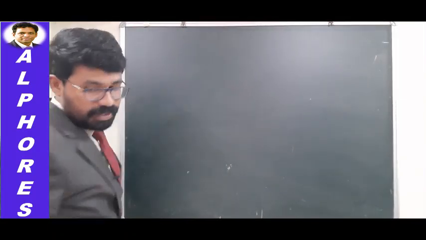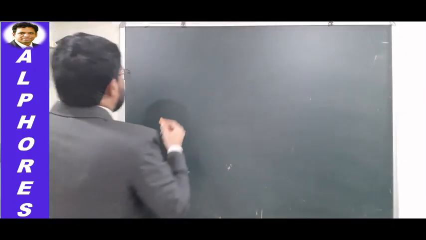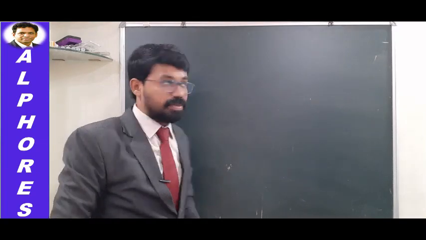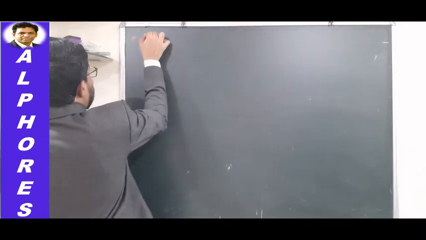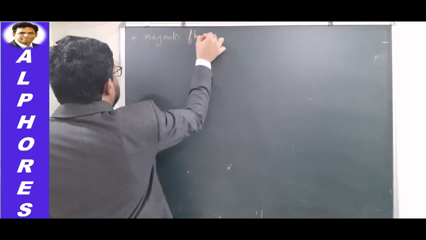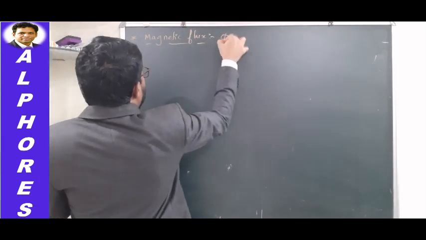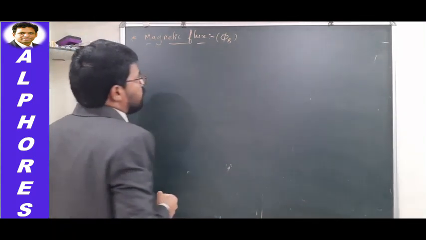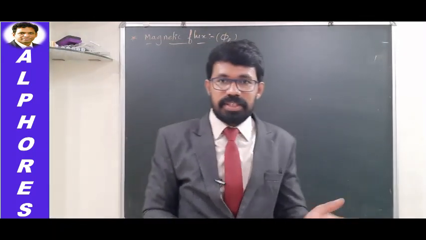In case of electric flux, it's defined as, just now I have shown you, E bar dot A bar, right? Mathematically, that is how electric flux was written. So here, magnetic flux is denoted with the symbol phi subscript B. It is quite relevant to electric flux.